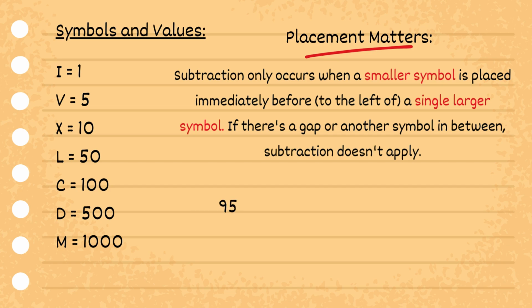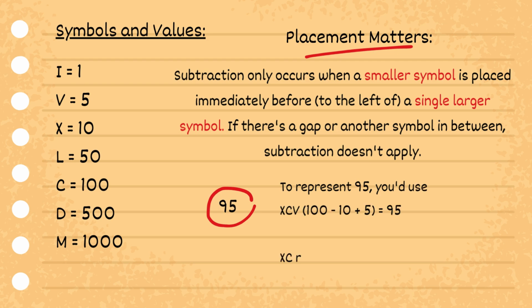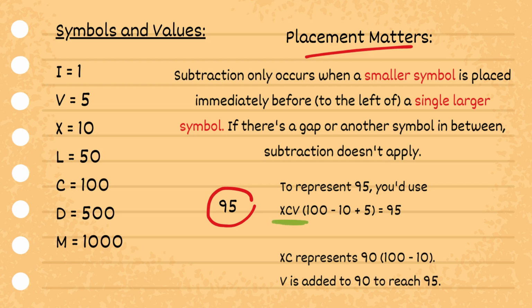Let's try to write 95. To represent 95, you'd use XCV, which is 100 minus 10 plus 5 is equal to 95. XC represents 90, which is 100 minus 10. And V is added to 90 to reach 95. So XCV is the correct representation for 95.